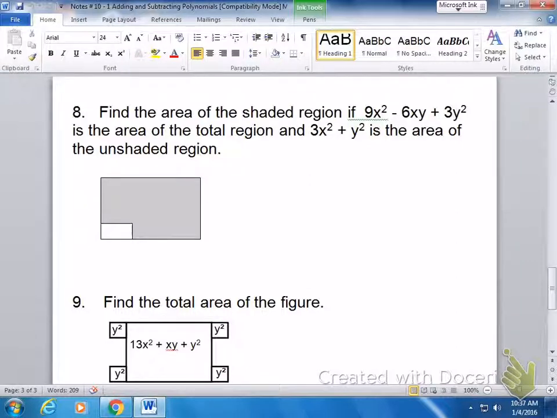So I'm going to take the whole and subtract the unshaded region. So I'm going to put total area minus the missing piece, or the white area, I guess we could say. So our total area, 9x squared minus 6xy plus 3y squared. And then I'm going to subtract from it the area of the white area, 3x squared plus y squared.